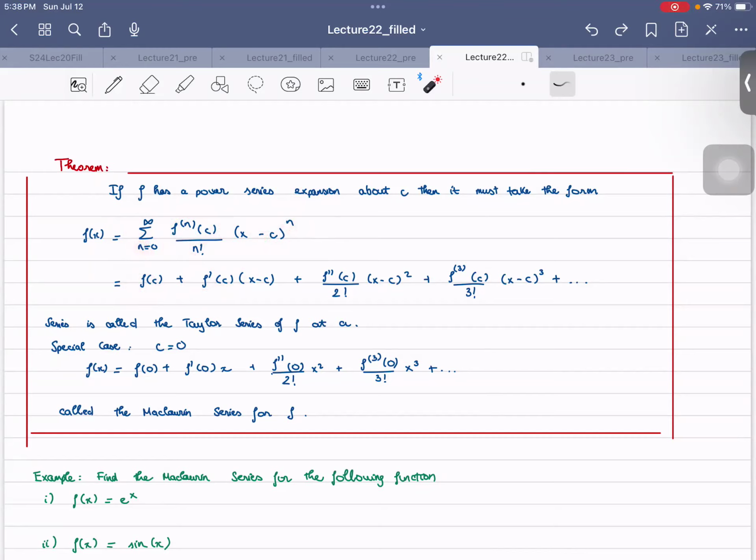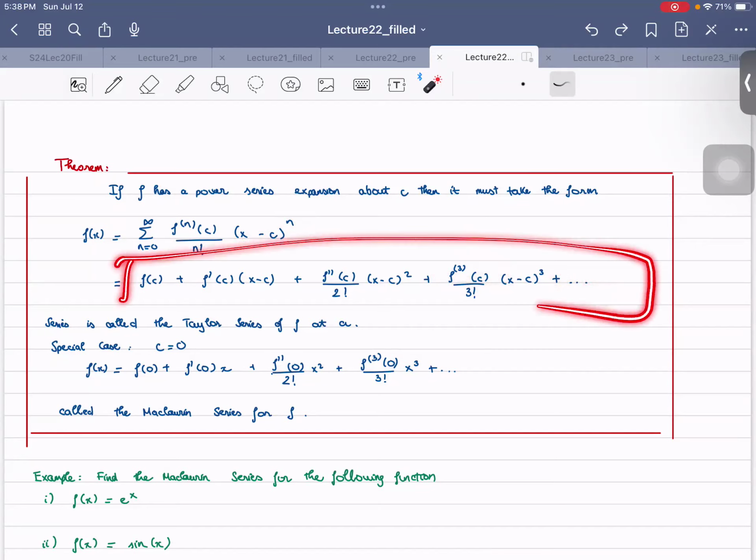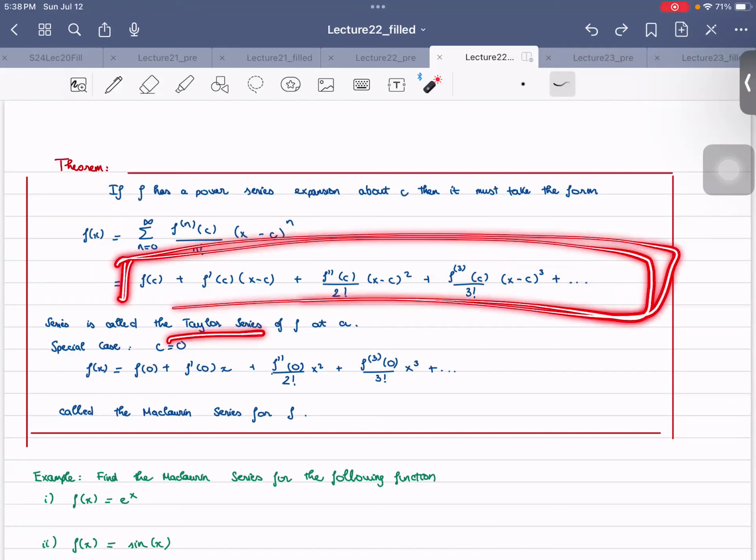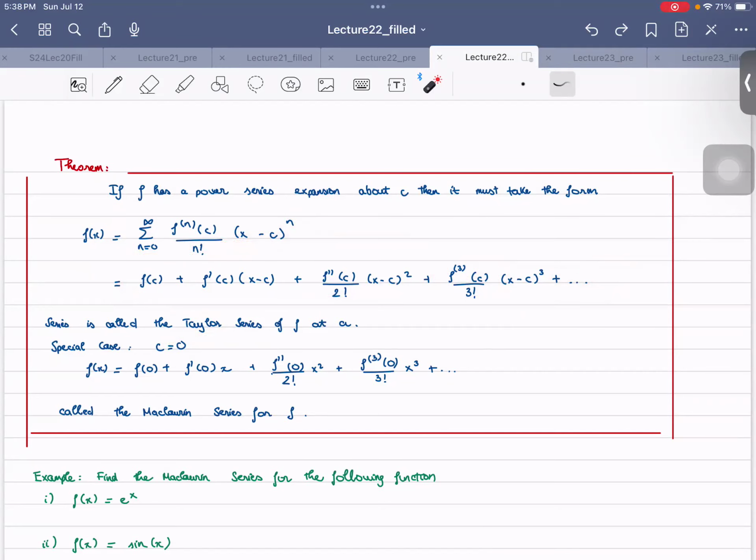When the index n is 2, you have the second order derivative at c divided by 2 factorial times x minus c to the power of 2. Then when n is 3, you have the third order derivative at c divided by 3 factorial times x minus c to the power of 3, and so on. You repeat the same thing. This power series is called the Taylor series, because the way you obtain it is just like the way you do the Taylor polynomial. And if the center where you expand your series is 0, then you have the Maclaurin series.